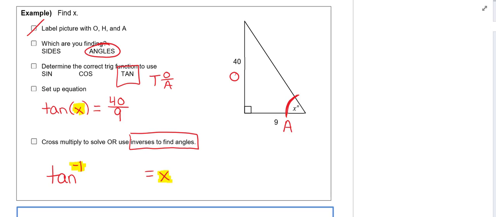And what also happens, we take our fraction, this 40 over 9, and that gets put inside of the parentheses when we do our inverse. So the inverse tangent of 40 over 9 is going to equal our x value. So let's look at how we type this into our calculators.